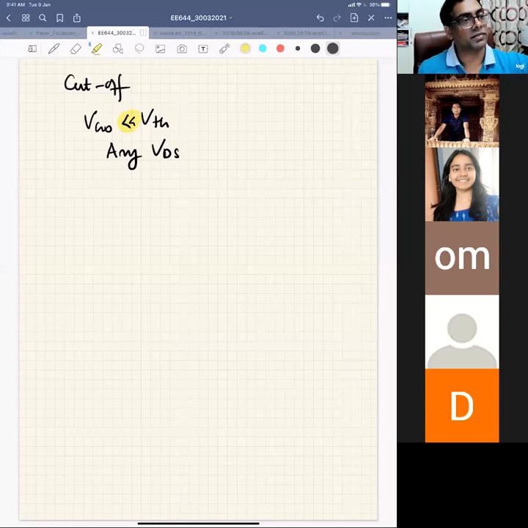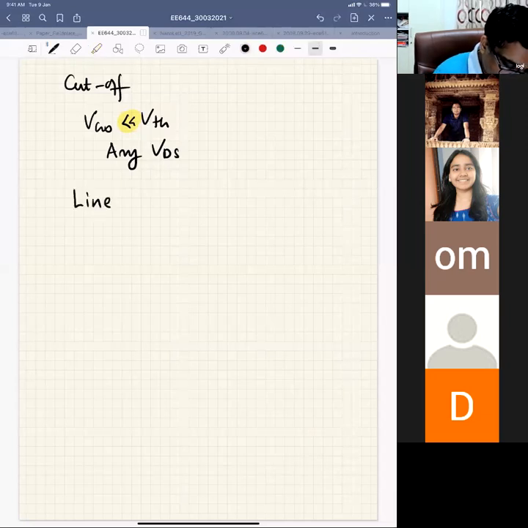That is the cutoff condition, right? If VGS is less than VTH, VGS is positive but less than VTH, we have some small current flowing, so we will come to that point later. Another thing is the linear region of operation. The linear region of operation is when VGS is more than VTH, so your transistor is on.